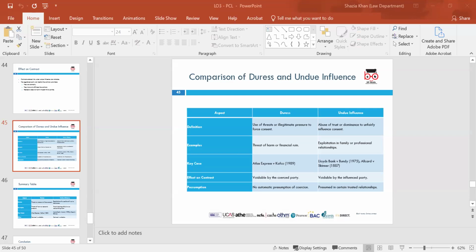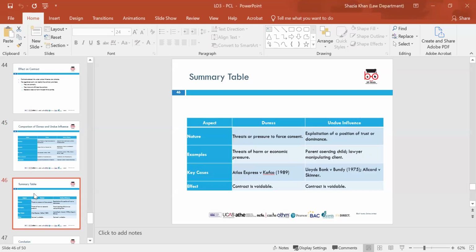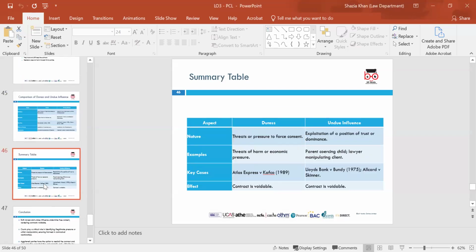Essentially, duress is a more forceful form of undue influence. So it looks at the different aspects, and it looks at what duress is with reference to cases like Atlas Express and Kafko, and Lloyds Bank and Bundy cases, and what the effect is on contract and the presumption. So the summary table also identifies duress and undue influence with reference to the nature, examples, key cases, and the effects that you can have a look at in your own time.